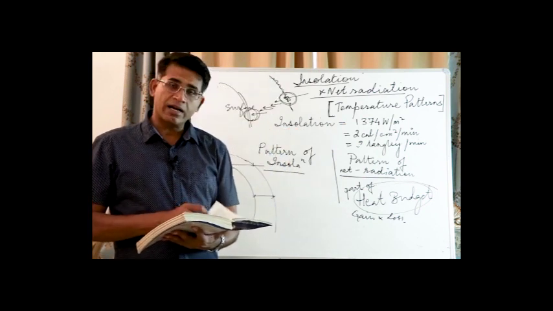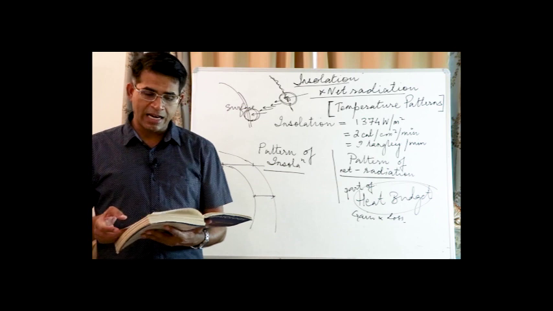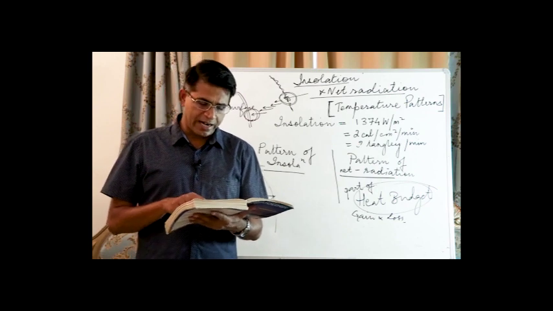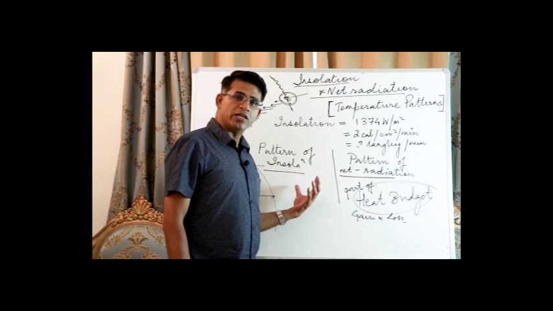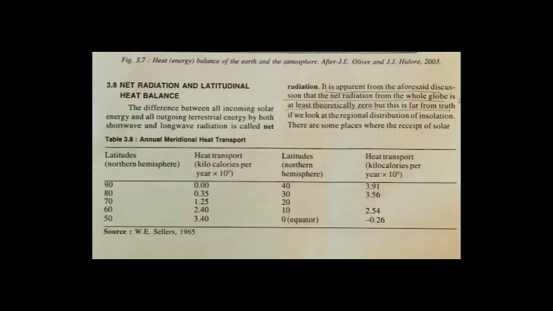Now, to understand the concept of net radiation, we can look up page numbers 49 and 50. A very short write-up here. Page 49, net radiation and the latitudinal balance. It says, the difference between all incoming solar radiation and all outgoing terrestrial energy by both short wave and long wave is called net radiation. So what comes in is insolation, what goes out are the losses. If you take a net of that, we get net radiation. It says it is apparent from the aforesaid discussion that the net radiation for the whole globe is at least theoretically zero, but this is far from truth.